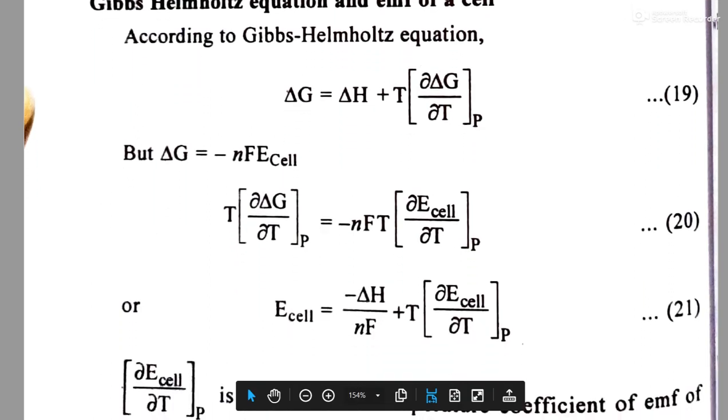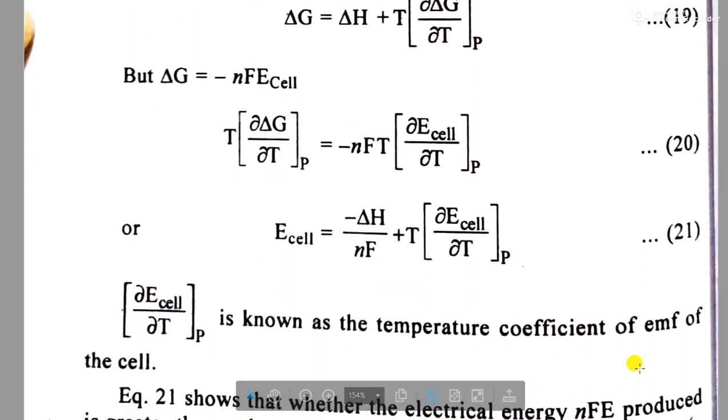Now this equation 20 can be written as E of a cell is equal to minus delta H by NF plus T into dou by dou T of E of a cell at constant pressure. So here this part, that is dou by dou T of E of a cell at constant pressure, is known as the temperature coefficient of EMF of a cell. So this is the temperature coefficient.